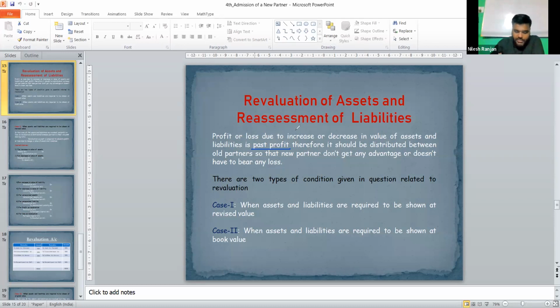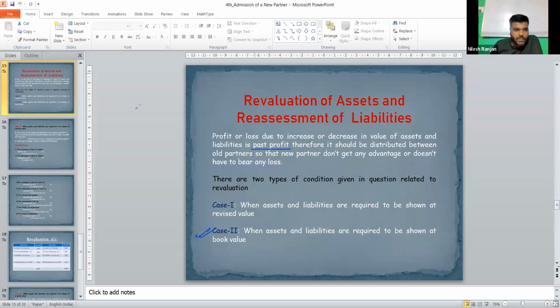There are two cases written. You don't have to study case number 2, where assets and liabilities are required to be shown at book value. You don't have to record them at revised value; you record those assets and liabilities at their old value. We don't have to study this concept for the examination, but I will give you some description. The first case is when assets and liabilities are required to be shown at revised value, which means we have to record the revaluation.